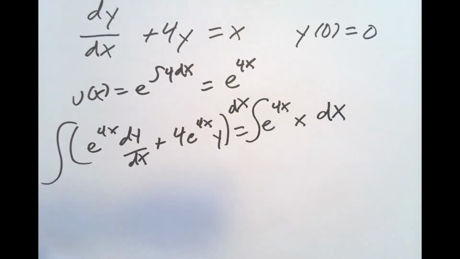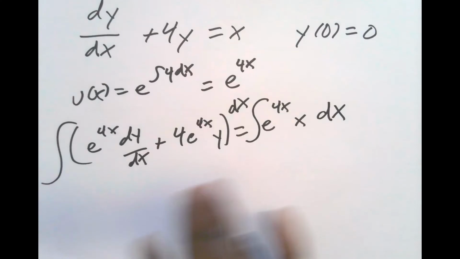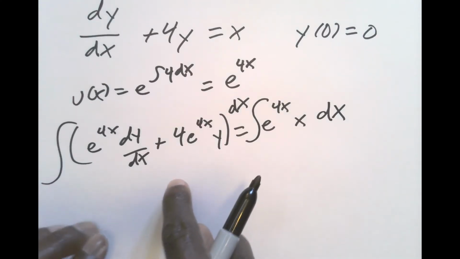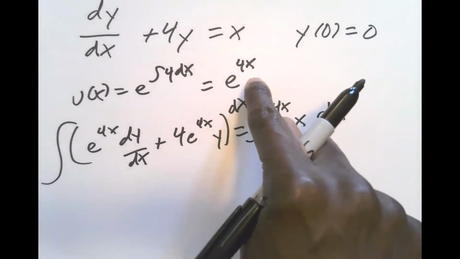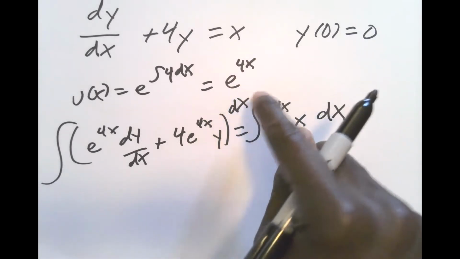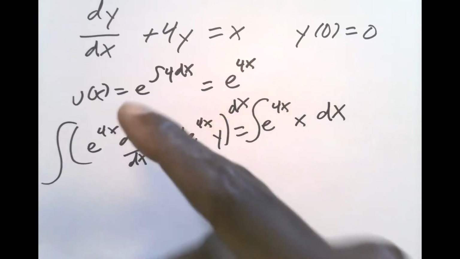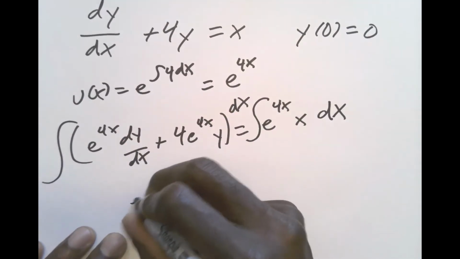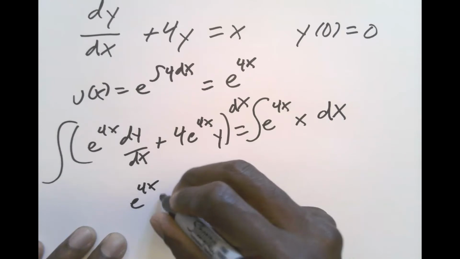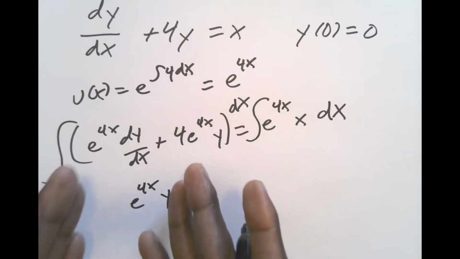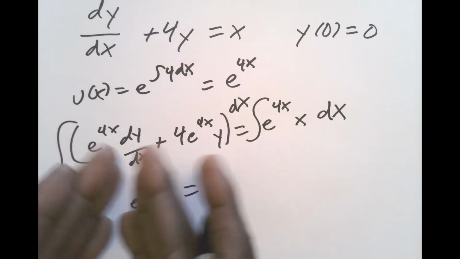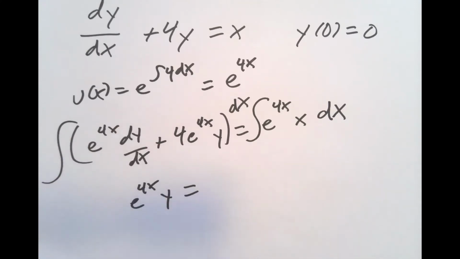Now, in normal situations, an integral like this may look difficult, but our understanding of the problem is that this is simply the derivative of y times e to the 4x. So if I integrate, I'm just going to get e to the power of 4x times y. Integrating this one will always be simple, because when you integrate it, you're always going to get your u of x times y.